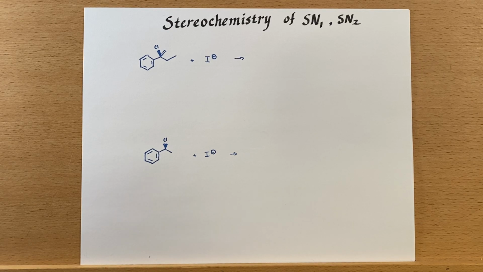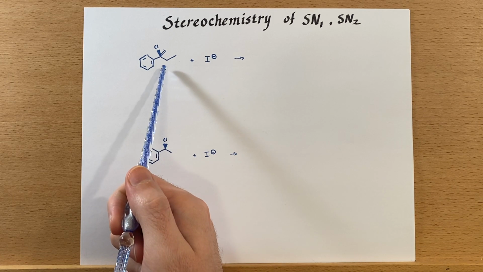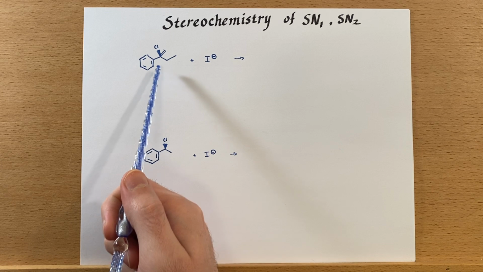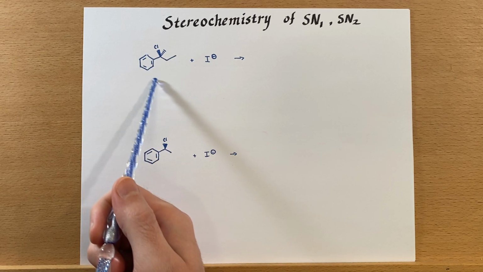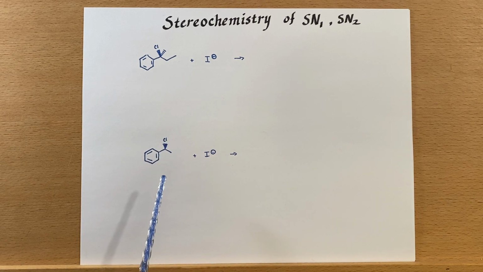Besides the kinetics and the molecularity of the reactions, SN1 and SN2 also exhibit different stereochemistries of their reactions. So when we start off with a chiral molecule, there's always the potential of making chiral products. The question is, do we maintain the single enantiomer, or do we get a mixture of enantiomers? And why might that happen?